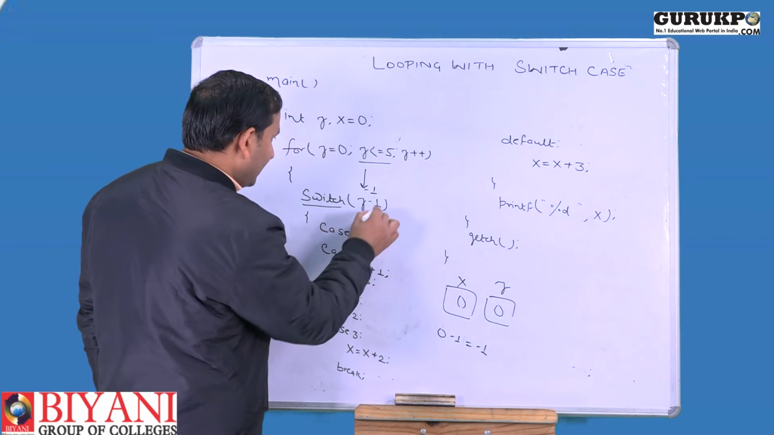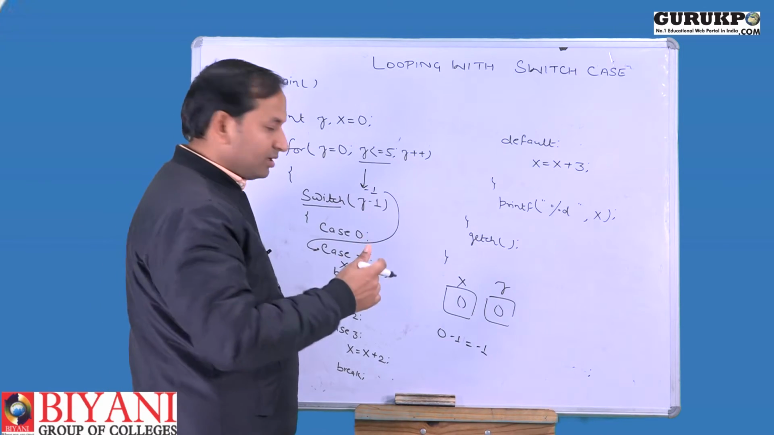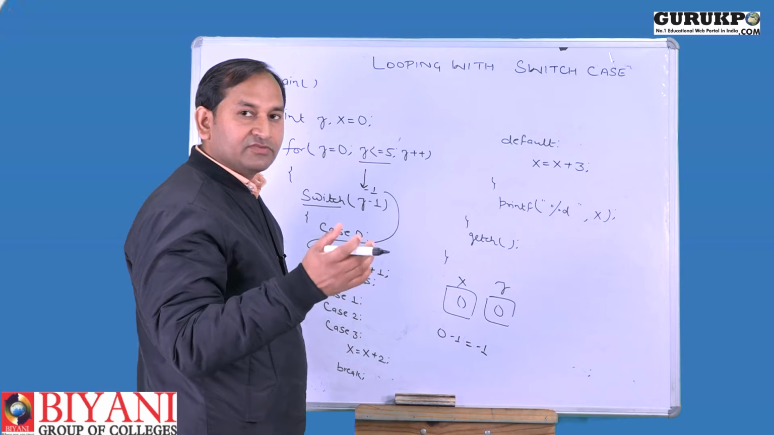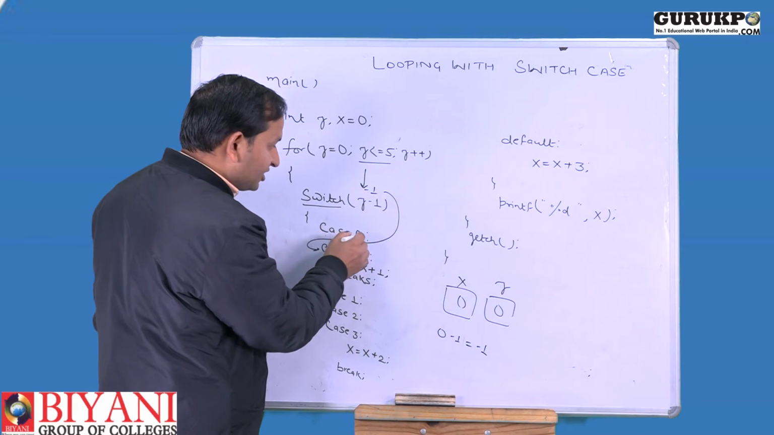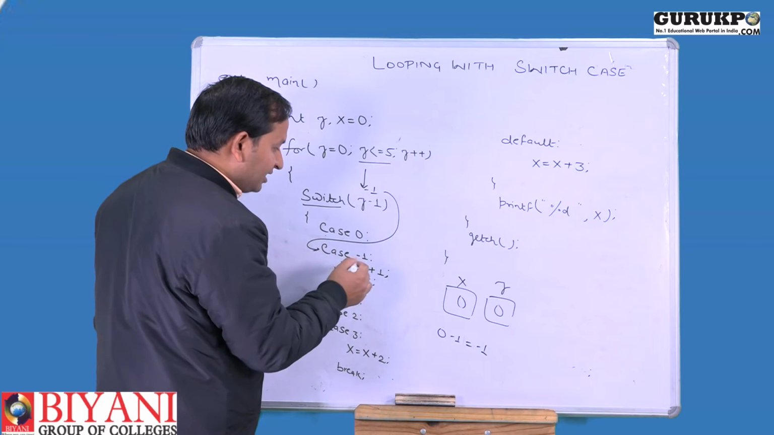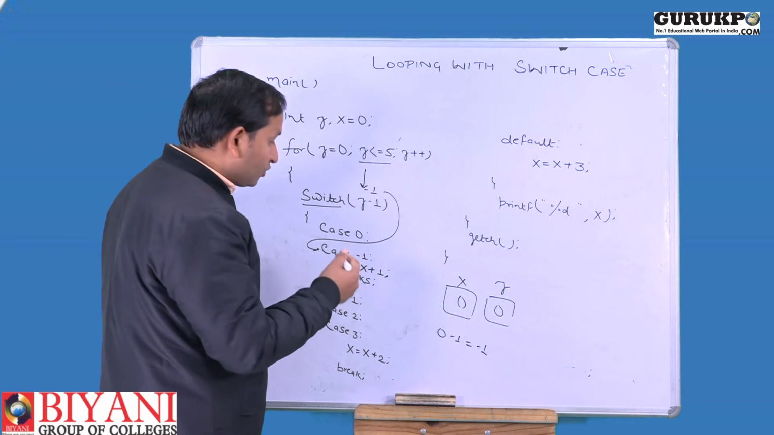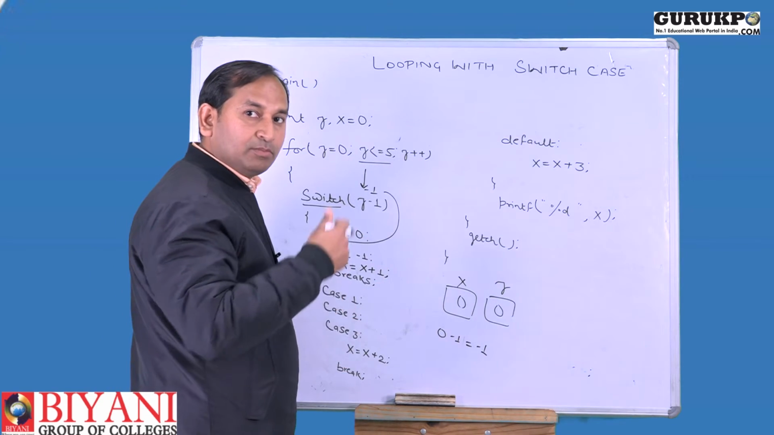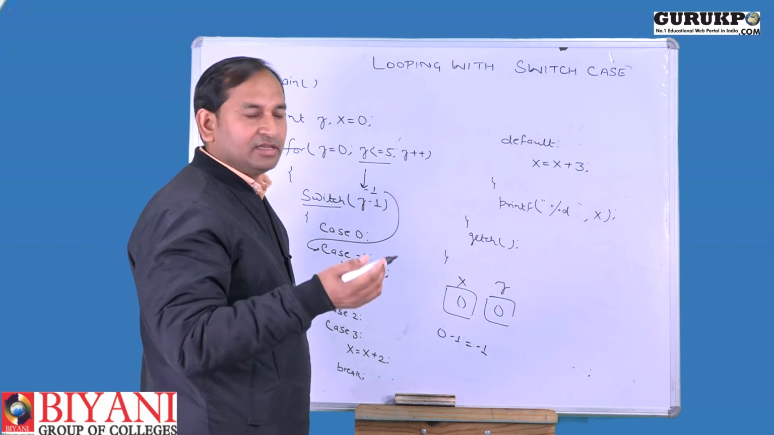This is the case 0 and this is the case minus 1. So we can directly put case 0, case minus 1. If we want to execute particular statements after satisfying 2 or more cases, then we can directly mention case 0, colon sign, case minus 1, then statement x assignment x plus 1. So x assignment x plus 1 will be executed in both of the cases, if case 0 is satisfied or case minus 1 is satisfied.